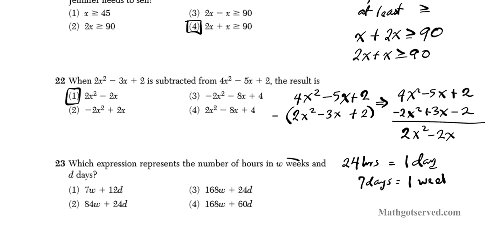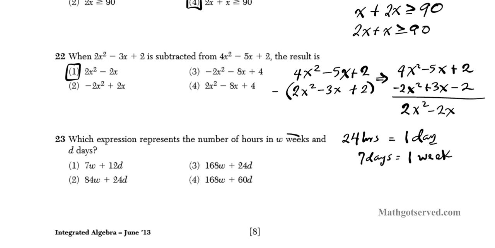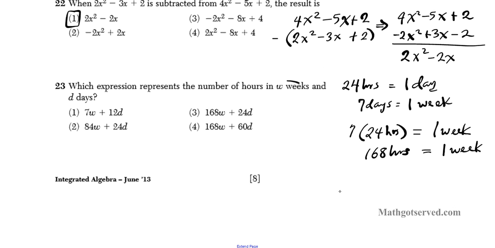So how many hours are there in 1 week? Well, since there are 24 hours in a day and 7 days in a week, we can replace each of the 7 days with 24 hours. So this can be changed into 7 times 24 hours equals 1 week. If we multiply this out, 7 times 24 is 140 plus 28, which is 168 hours. So we have 168 hours in 1 week. So we have enough information to set up our equation.